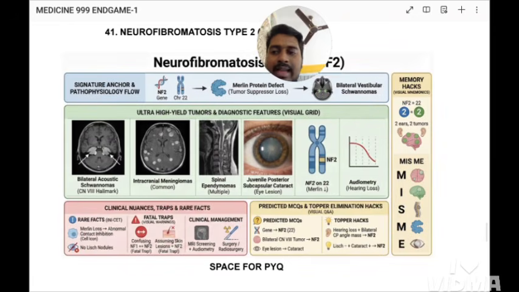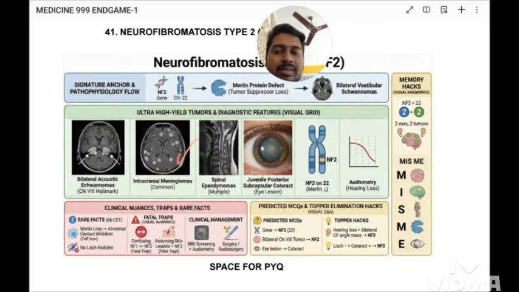Next is neurofibromatosis type 2, where the hallmark is bilateral acoustic schwannoma, and this will be your MCQ indicator. Bilateral acoustic schwannomas, that is cranial nerve 8 schwannomas. These are seen in neurofibromatosis type 2. Here the protein is known as Merlin protein, which is on chromosome 22, as I told you. And next, it can also cause intracranial meningioma.